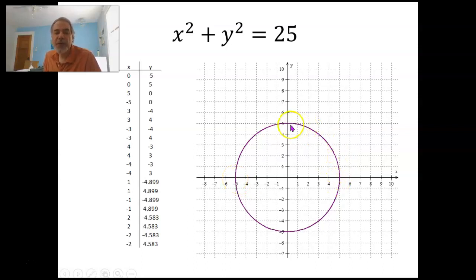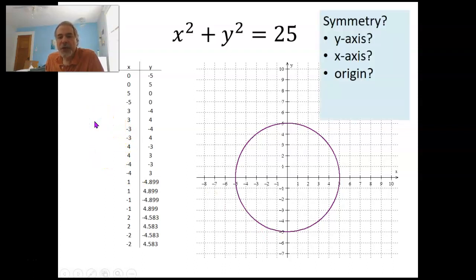And then we have all sorts of other points on the circle. We have the points where x is 3 and y is -4. Where x is 3 and y is +4. Where x is 4 and y is 3. Where x is 1, y is a little bit less than 5. It's about 4.899. Or we also got a point down here where x is +1 and y is -4.899.